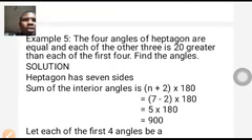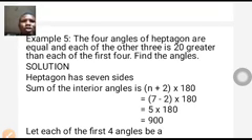Now look at example 5. It says the four angles of a heptagon are equal and each of the other three is 20 greater than each of the first four. Find the angles, that is all the angles. Now here you are given a heptagon. A heptagon is a polygon with 7 sides, and that one has been divided in the question into first 4 and the remaining 3.